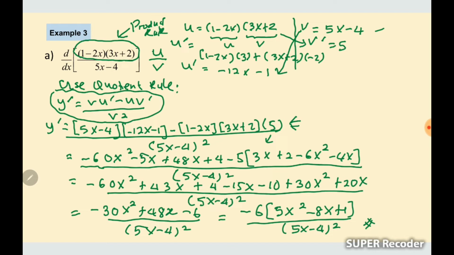So you have to do the product rule first to find u prime here. After you do the product rule, you use the quotient rule. This is one method. You can use the other method if you think it is suitable. Okay, thank you.